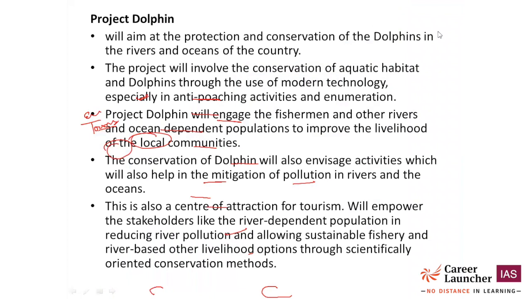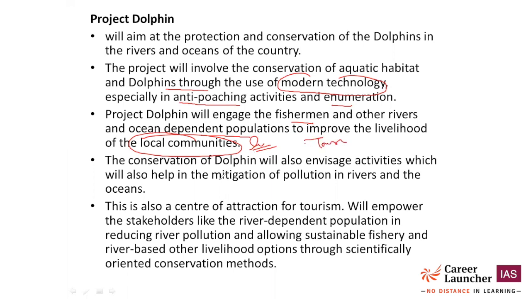Now Project Dolphin के बारे में और भी points हैं यहाँ पर. So Project Dolphin will aim to protect and conserve dolphins in the rivers and oceans in the country. ठीक है, जो हम लोग बात किए थे. The project will involve the conservation of aquatic habitat and dolphins through the use of modern technology, especially anti-poaching activity and enumeration. So we will use modern technology for the protection of the dolphin because of anti-poaching activities and illegal killing. Project Dolphin will engage the fishermen and other river and ocean dependent population to improve the livelihood of the local communities. Local community का livelihood improve करना, employment generation को improve करना, tourism को promote करना. This is the ultimate aim of Project Dolphin.